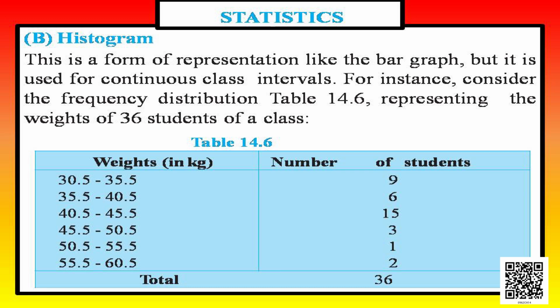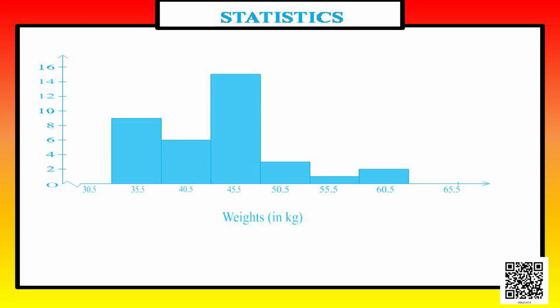Now, look at the graph, that is the histogram for this. Along with the horizontal line we have written the weights in kg, and along with the vertical line we have written the number of students, which is our frequency, and we start writing the limits. They are 30.5, 35.5, 40.5, and so on, and the last one is 60.5.